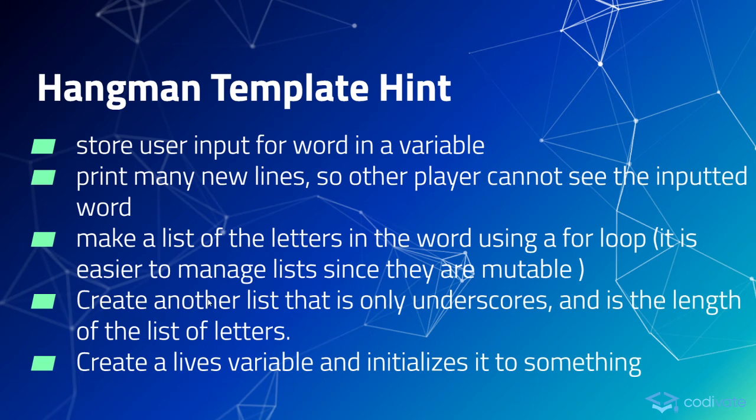We're going to create another list that is only underscores and is the same as the length of the list of letters. After that, we have to create a lives variable and initialize it to something. So this is the process for beginning our program. We're going to have to start off with all these initial variables.